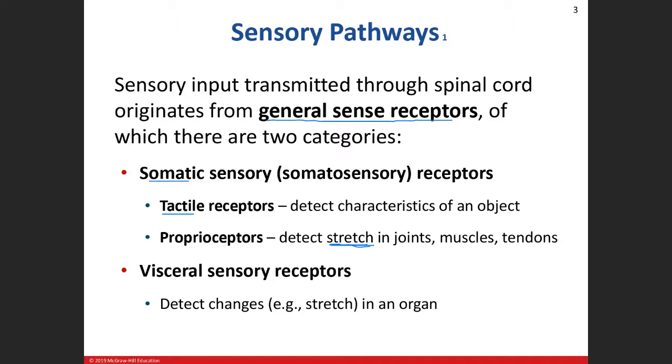And then the other type of general sense receptor are visceral sensory receptors. And remember, visceral, right? We talk about the viscera, organs, right? It will detect changes in organs. Chemoreceptors, if there's a change in the chemical component of an organ. Baroreceptors, if it's going to detect any type of stretch in an organ, like in the stomach. All right, when you just ate a big meal, your stomach stretches out. All right, that stretch information is going to travel through the visceral sensory receptors. That's what we're going to discuss.